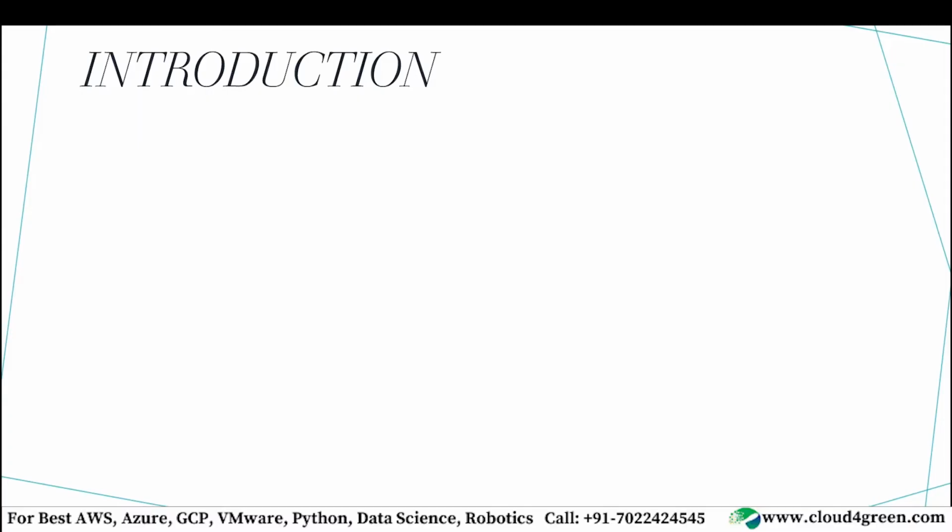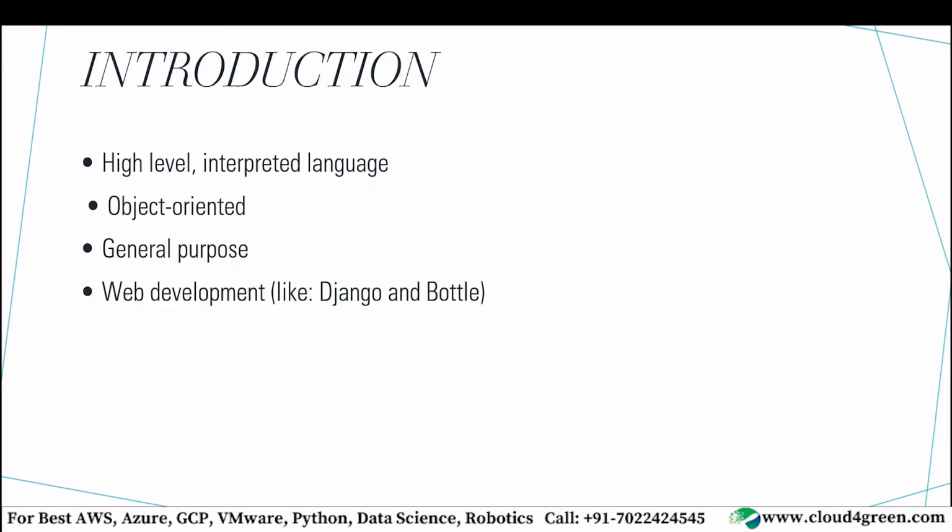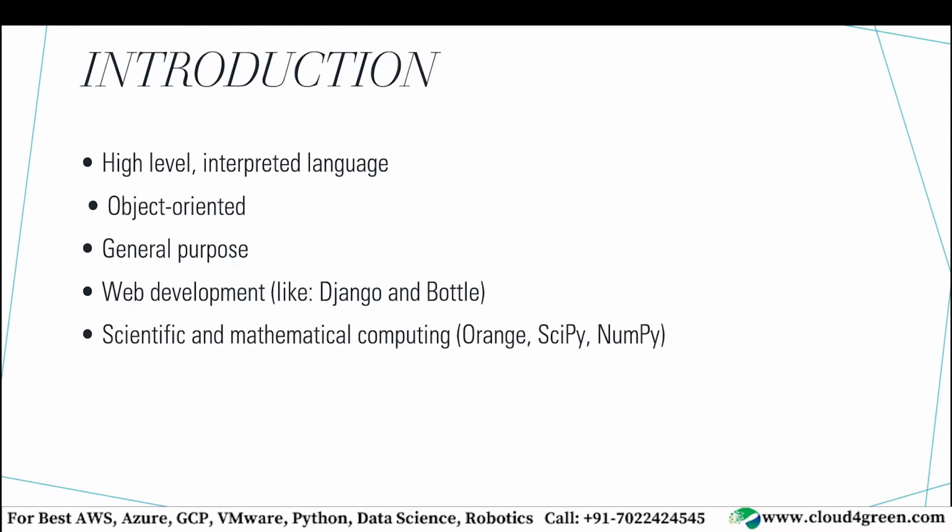Let's begin with an introduction of Python. Python is a high-level interpreted language which runs its code one by one. It's an object-oriented programming language which is general purpose, and it can also be used for web development with its various packages and modules. It is also used for scientific and mathematical computing using other packages like SciPy, NumPy, Orange. Such modules are very useful. Desktop graphical user interfaces can also be built with the help of other packages like Pygame, Panda 3D, etc.